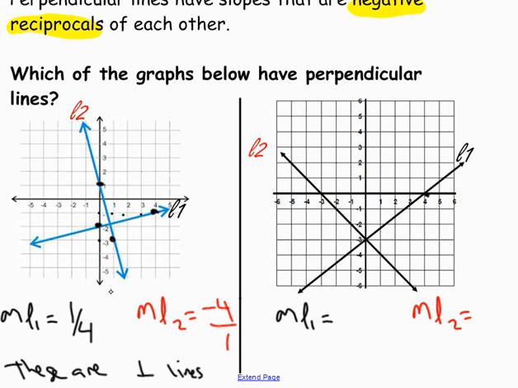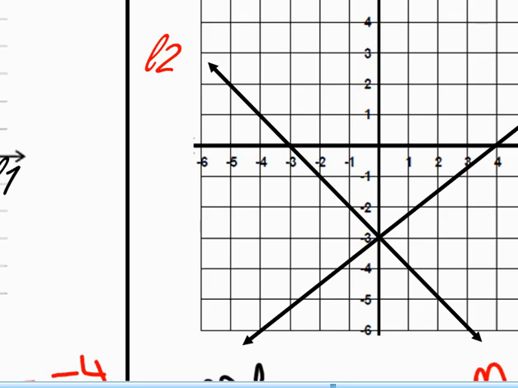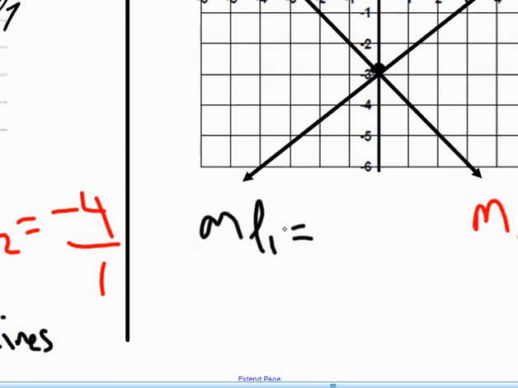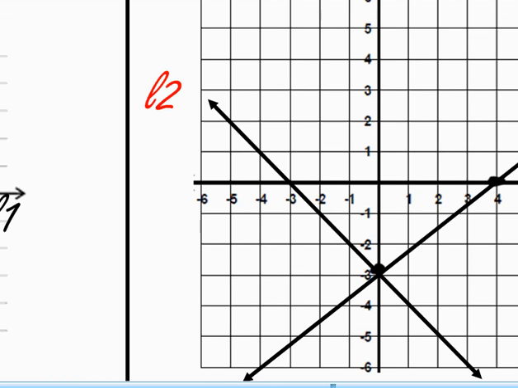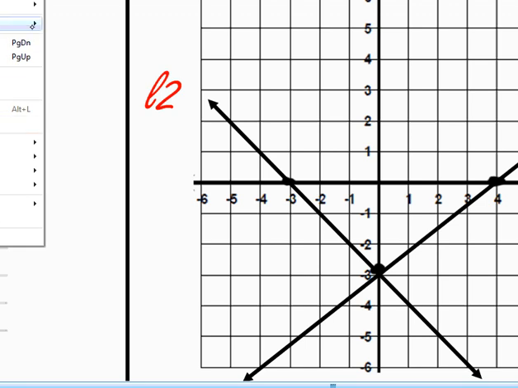What about these over here? Let's zoom into them. I'm going to just pick my two points for line 1, this one and this one. So it goes up 3 over 4. So the slope of line 1 is 3 over 4. The slope of line 2, I can use this point here. It goes down 3 over 3. So that's actually going to reduce to 1. So the slope is negative 1 over 1.